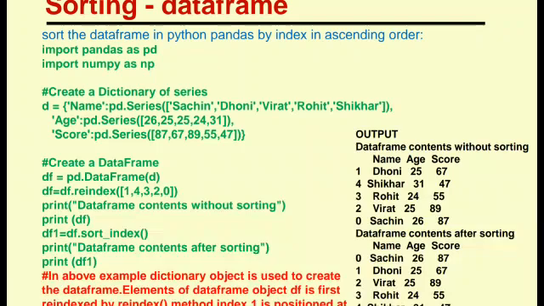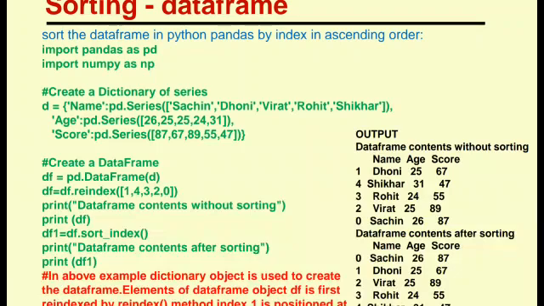Now df is equals to df.reindex, because I am working for index. So now we will write here reindex, small bracket, square bracket, 1 comma 4 comma 3 comma 2 comma 0, close both the brackets. Now print data frame contents without sorting. Now we will call df. Now on the right side we got the output, data frame contents without sorting, name, age, score. Now name, age, score are the columns, and the index is 1 4 3 2 0.